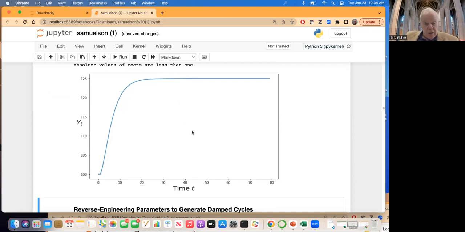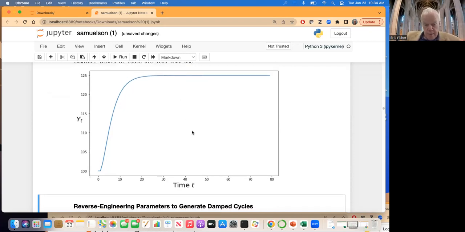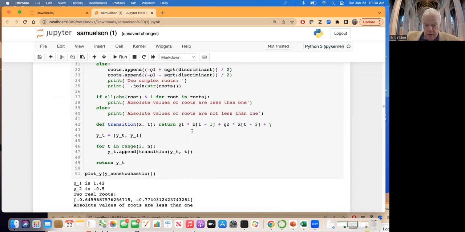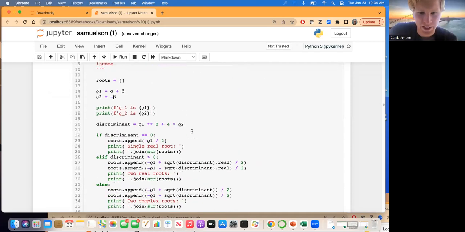Does that make sense to you? So Caleb, you had good intuition. Caleb, does that make sense to you? That you got it right? Oh yeah, yeah, it does.